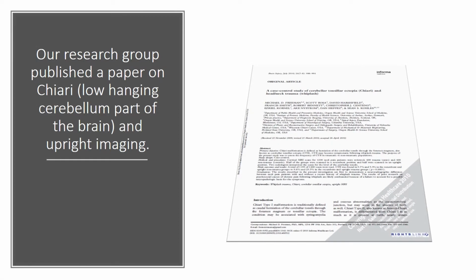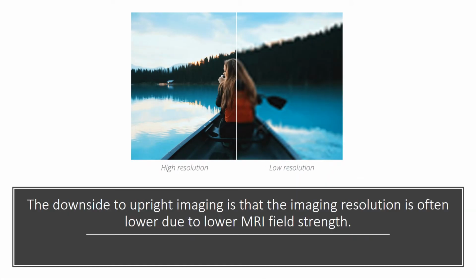Our research group published a paper on Chiari malformation, which is low-hanging cerebellum, which is part of the brain, and upright imaging, and found that this particular problem could be found better on upright imaging. So interesting stuff. The downside to upright imaging is that the imaging resolution is often lower due to the lower MRI field strength that accommodates the ability to have a more open bore that allows motion.